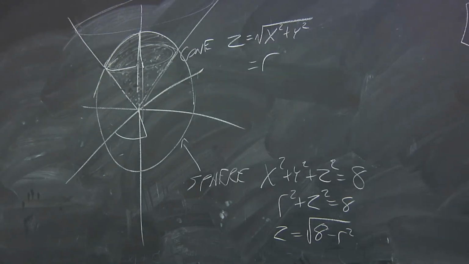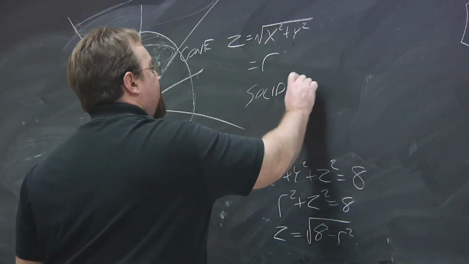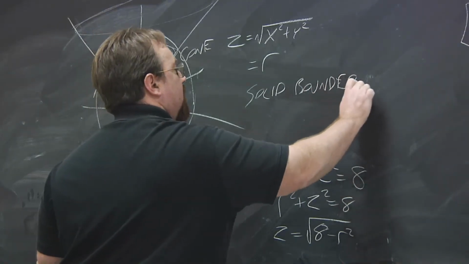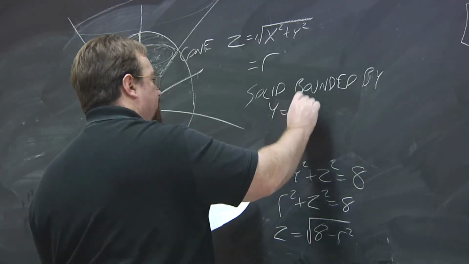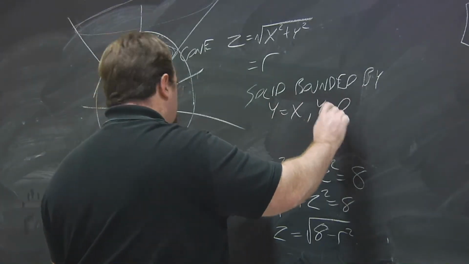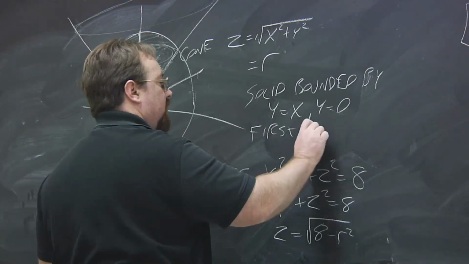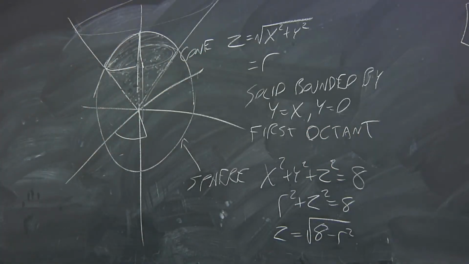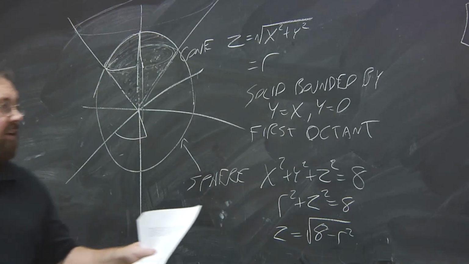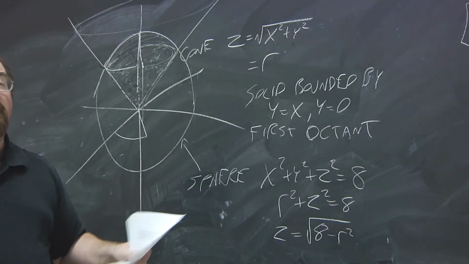Because the solid is bounded by these surfaces, and the solid is also bounded by these surfaces, y equals x and y equals 0. And we're prescribing that the solid lies in the first octant, where x, y, z are all non-negative. So we could use this to figure out what the limits in theta should be.